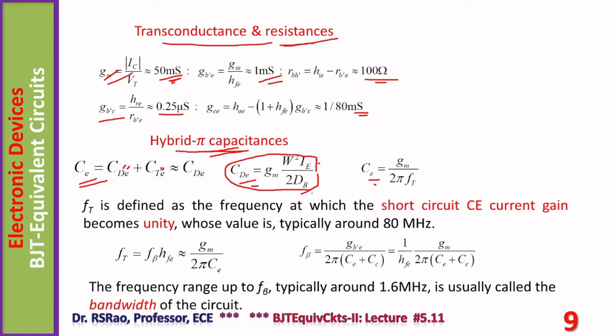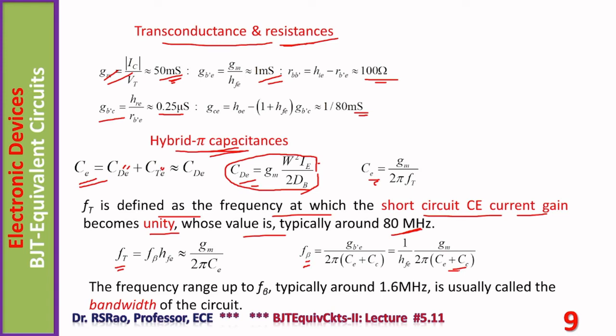CE is CDE. CE can also be shown equal to GM by 2 pi FT. FT is defined as the frequency at which the short circuit CE current becomes unity, whose value is typically 80 megahertz. FT is an important parameter. FT is equal to F beta times HFE, roughly GM by 2 pi CE. Here F beta is equal to GB prime E by 2 pi (CE plus CC), which is equal to 1 by HFE times GM by 2 pi (CE plus CC).